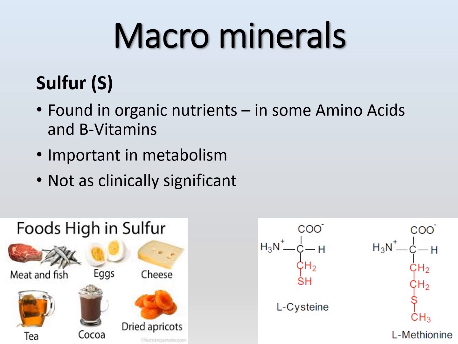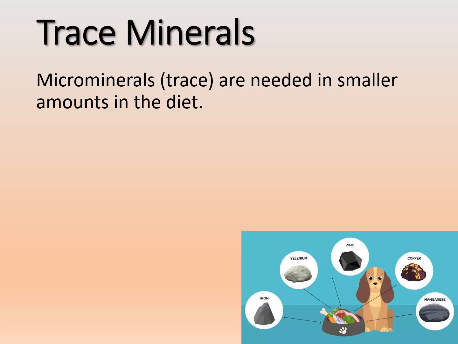So a lot of people kind of forget about sulfur, but we do need sulfur in our body for normal metabolism. And those are just two examples of amino acids on the right-hand side that contain sulfur in them. And then we do have some foods that are high in sulfur as well.